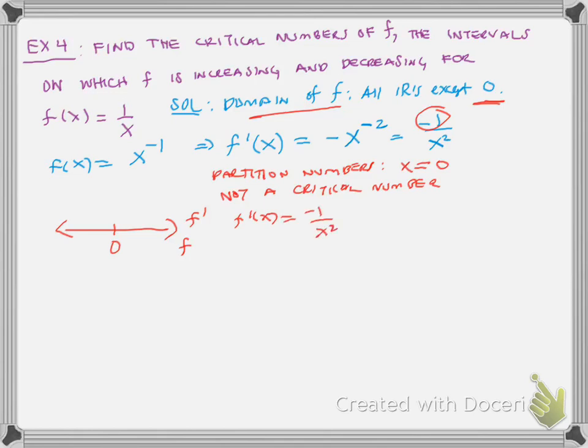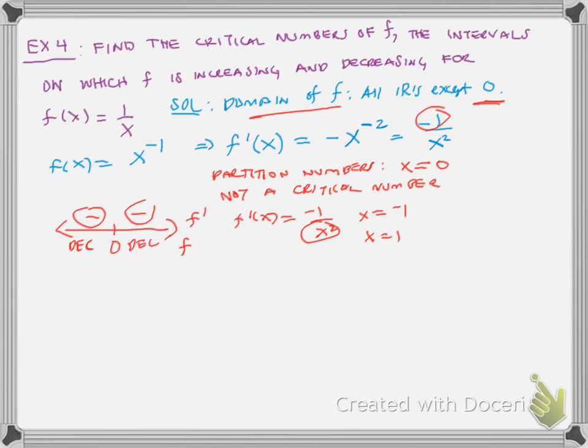And so we have 0 as our partition number, and so we can use test numbers of negative 1 and 1. Okay, and I'm not going to put it in the table. I really just want to know if the outcome is going to be positive or negative. And as you can see, x squared would always give me a positive output. And since in the numerator we have a negative 1, both of these will be negative. So that means the function f is decreasing.